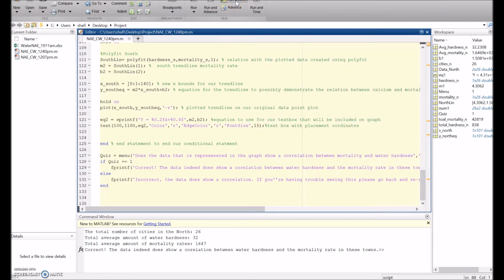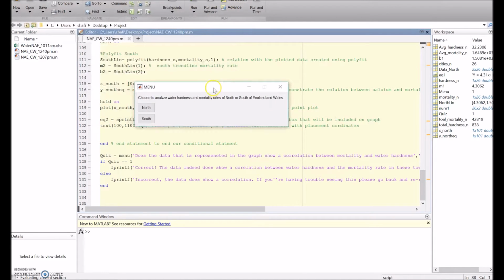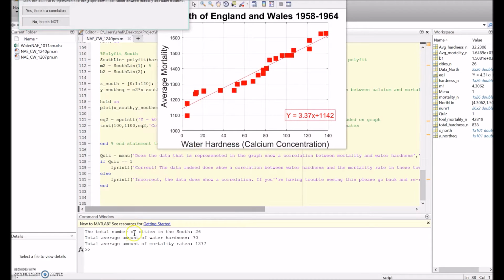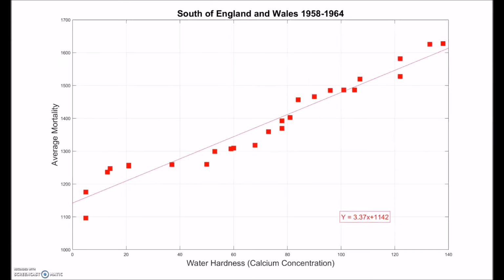Now I want to rerun this code and view the southern region. I choose south, and once again I'm given the total number of cities in the southern region, which is 26, the total average amount of water hardness, which is 70, and the total average amount of mortality rate, which is 1377. Once again, as you can tell, progressively, as water hardness increases at 140, we can tell that the average mortality rates also increases in the southern region.